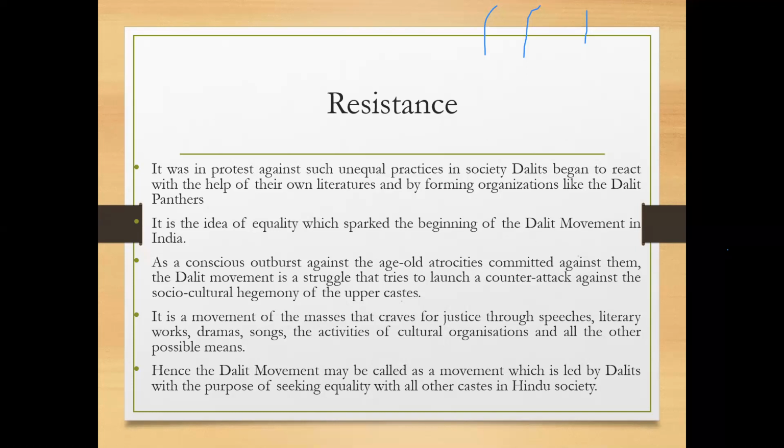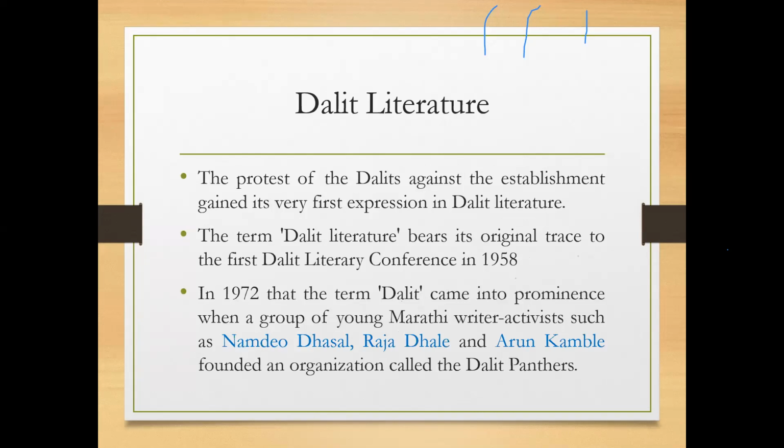So, what do we see? That whenever they are getting oppressed, these people try to resist back, and they were trying to fight back. How? With the help of their speeches, their literary works, their dramas, their songs, their cultural organizations, and all other possible means. Now, since we know that they were trying to resist the system, they took the help of their own literature, and that is called Dalit literature.